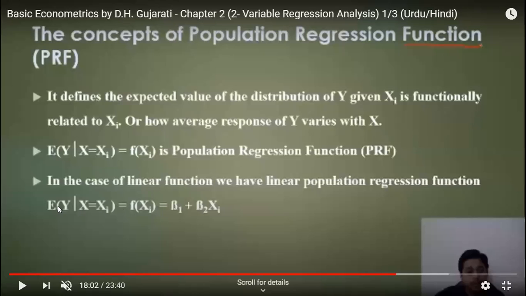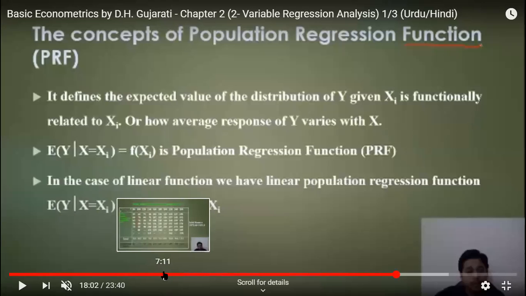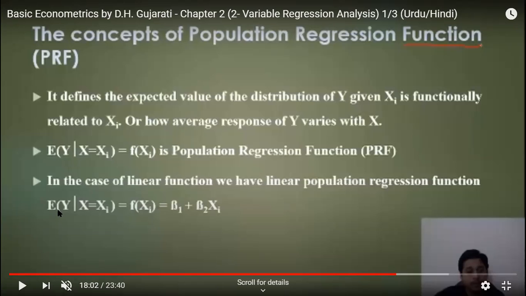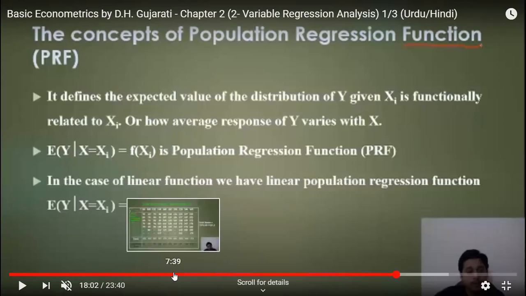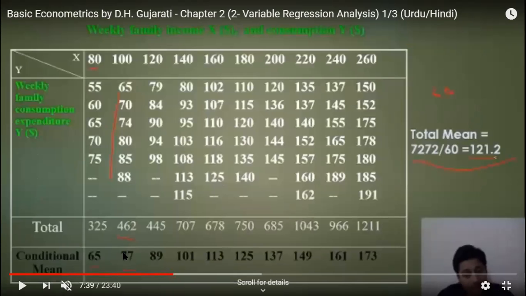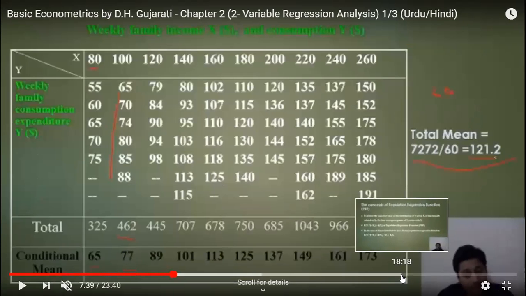Then in our example, what will you get? If x equals 80, what will be the left-hand value? It will be 65. Exactly. If i equals 2, then it is x2. Do you remember the table? X2 is 100. Then the expected value of y would be 77. So that's what that equation is. Don't get scared by this i.